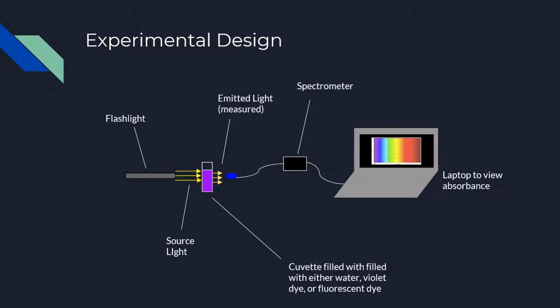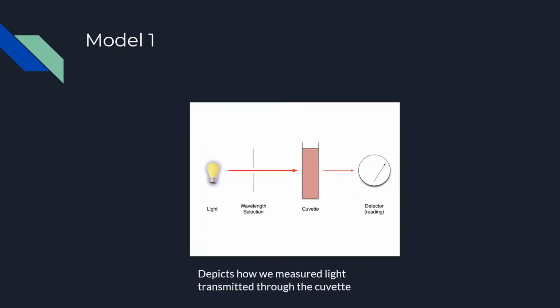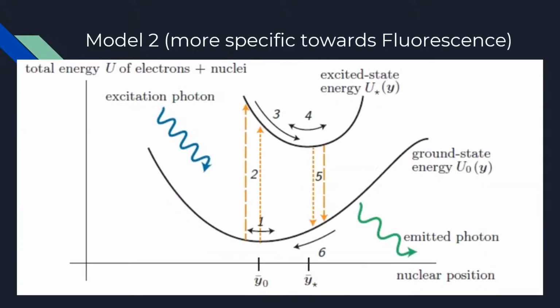Our experimental design: we had a flashlight, we had a cuvette with different kinds of solutions in it, and a spectrophotometer hooked up to a program that would detect light and measure it out in different peaks. For our first model, we have light on one side of the cuvette and a detector on the other. This is how we measured the transmitted light.